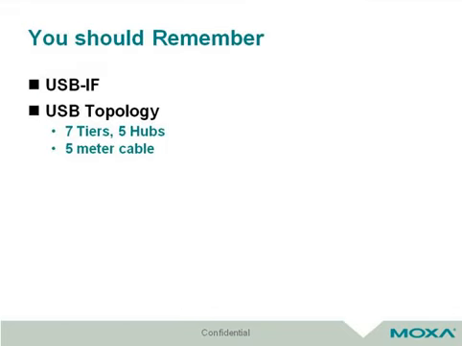After today's introduction, there are 2 things to remember. 1. USB-IF promotes the benefits of USB and the quality of products that have passed compliance testing. 2. The USB topology is the structure with 7 tiers and 5 hubs. The cable between 2 USB devices could be 5 meters at most.